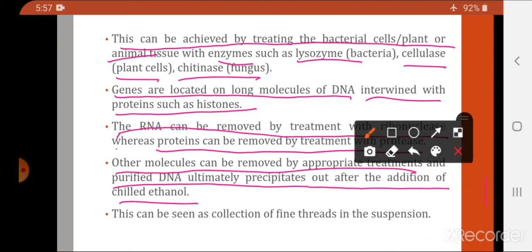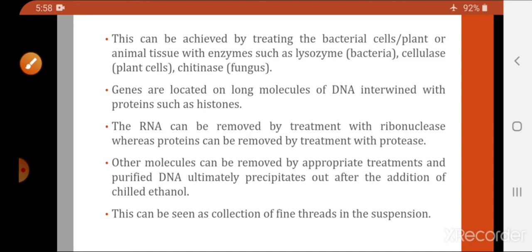This can be seen as the collection of fine threads in the suspension. How will we know that DNA has been extracted? So basically in the suspension we will get to see fine minute threads, and these threads indicate that they are the DNA. So how can we isolate the DNA? First of all we need to treat the cell with the various enzymes. After that we need to remove the other macromolecules, again by enzymatic treatment, and finally by addition of the chilled alcohol we obtain the precipitates of the DNA.